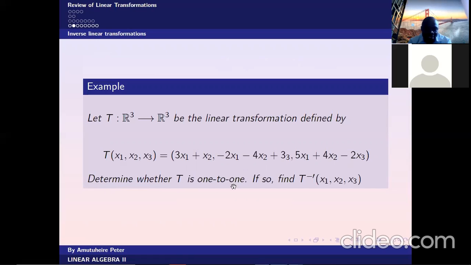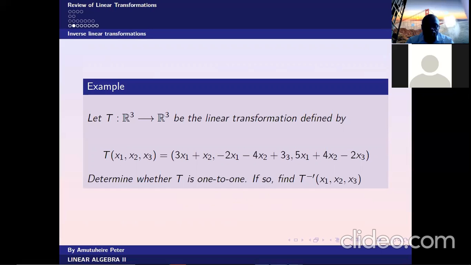Determine whether this T is 1-to-1, and if it is 1-to-1, determine T inverse. Now we want to show that this linear transformation is 1-to-1, because it is the condition of being 1-to-1 that guarantees the existence of the inverse transformation. So now I want to ask a question. Who can tell us what we need to check in order to be sure that a given function is 1-to-1? What do we need to check to show that a function is 1-to-1?